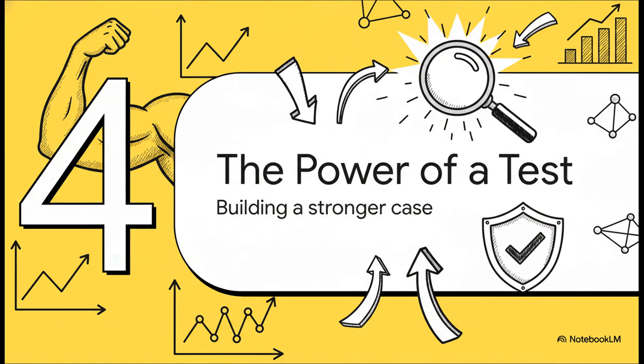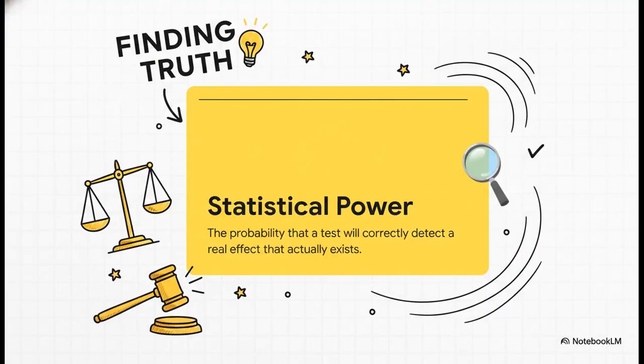How do we build a stronger case? The answer is all about boosting our study's statistical power. And statistical power is exactly what it sounds like. It's the probability that our test will actually find a real effect, if one is out there to be found. In our courtroom, power is the chance that we reach a rightful conviction. It's our ability to correctly see the truth.